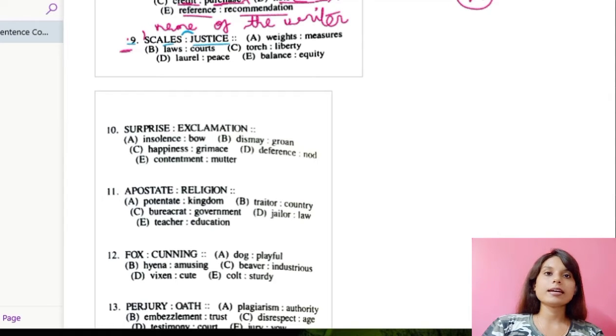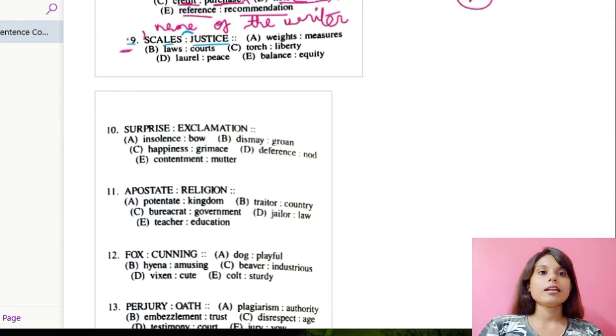Scales shows the correct measurement, and justice is like the correct treatment or correct judgment. So once again I would like to repeat that scales show correct measurement and justice shows correct treatment. That is, whether you are treating equally or not, whether you are judging equally or fairly or not, that is what justice serves. Now we need to find this kind of relation between the words provided in the options.